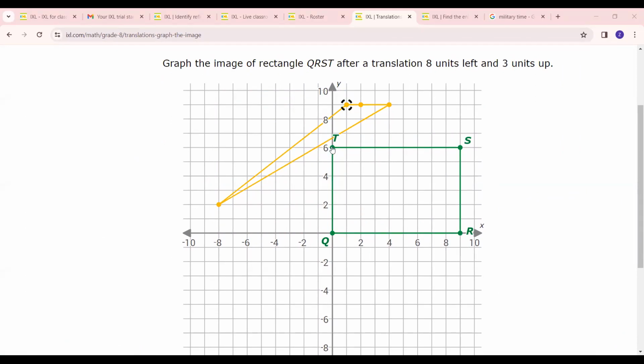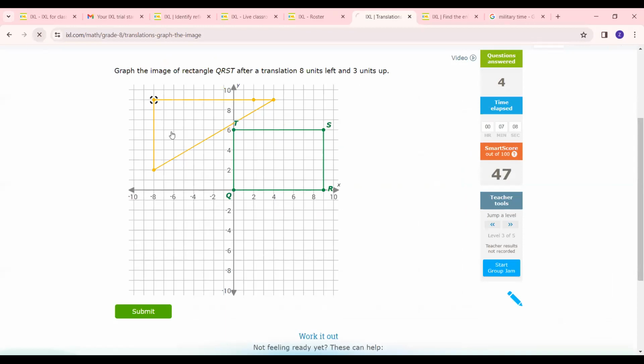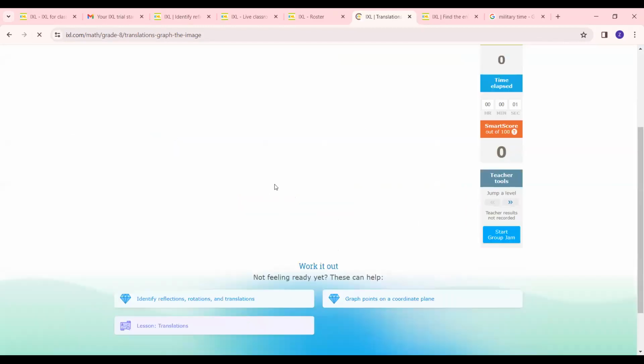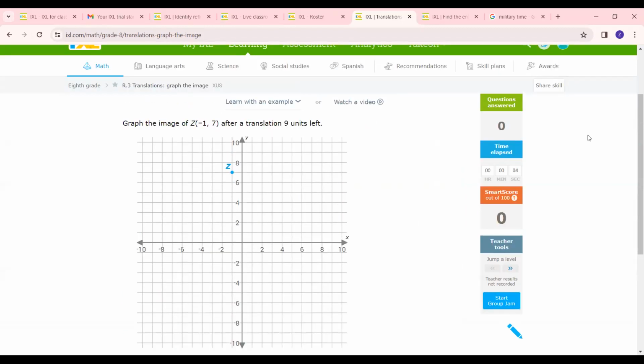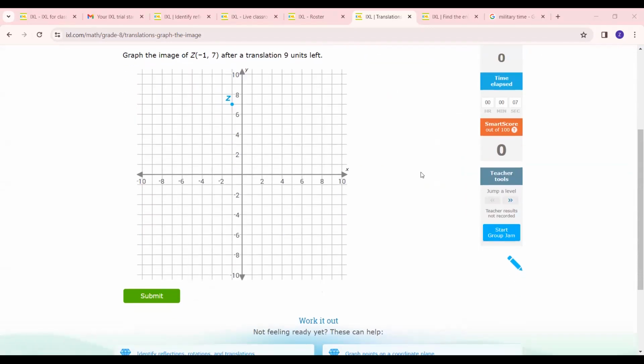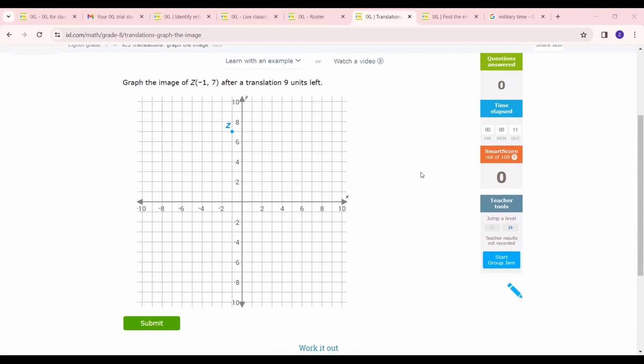8 units to the left. Okay. This thing is not working. Let me restart. Let me refresh this page so they give me the question again. What? They give me an entirely different thing? Anyway, basically you move it accordingly. I don't know if that makes sense.